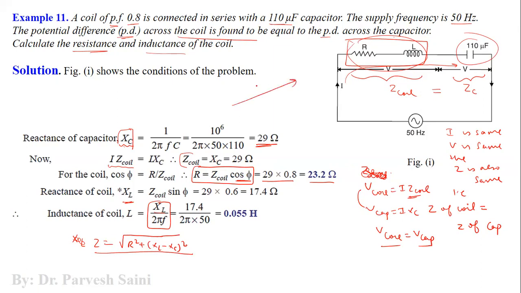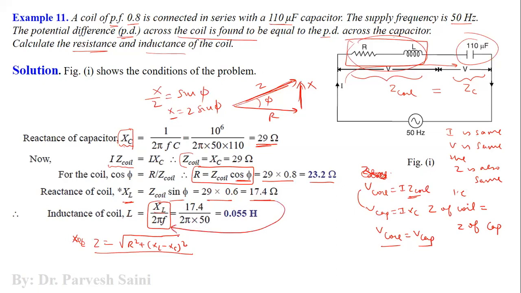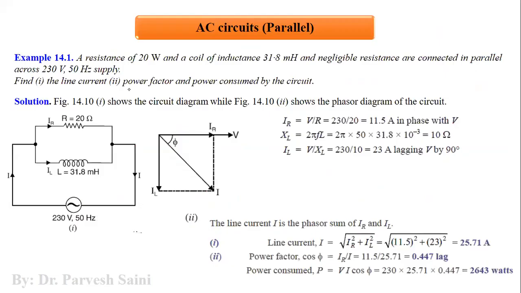So instead, what we can do is we can use the impedance triangle here, right? By using the impedance triangle, this is phi, this is R, this is net reactance X. So we know that perpendicular by hypotenuse, so X by Z is equal to sine of phi. So X is equal to Z sine phi, right? So we can use this one. By using this, we have got this much value of the inductive reactance, and by substituting this value in this particular formula, we have got the inductance, which is equal to 0.055 Henry. Now let us come to the parallel.